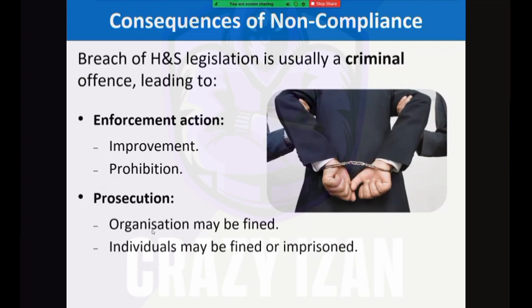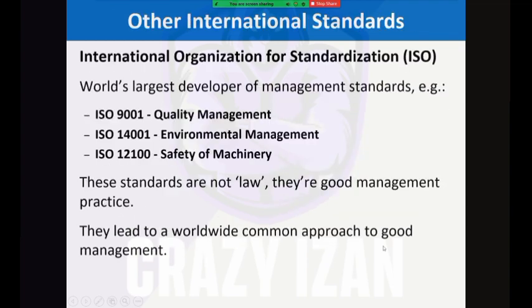What is the outcome of prosecution? The organization may be fined. They might get serious fines. They might get penalties. The individuals involved might be fined, or they might be imprisoned. Or in some cases, they might face both. They might be fined and imprisoned. So there can be serious consequences of non-compliance with the law. So we must make sure that the legal requirements are always met.